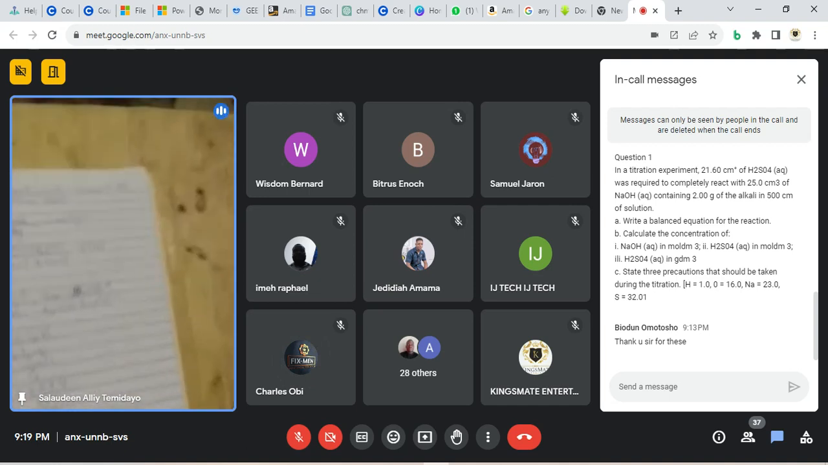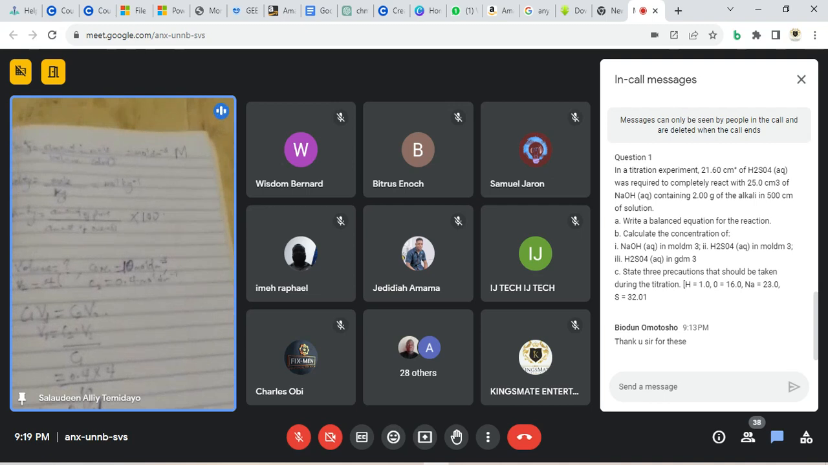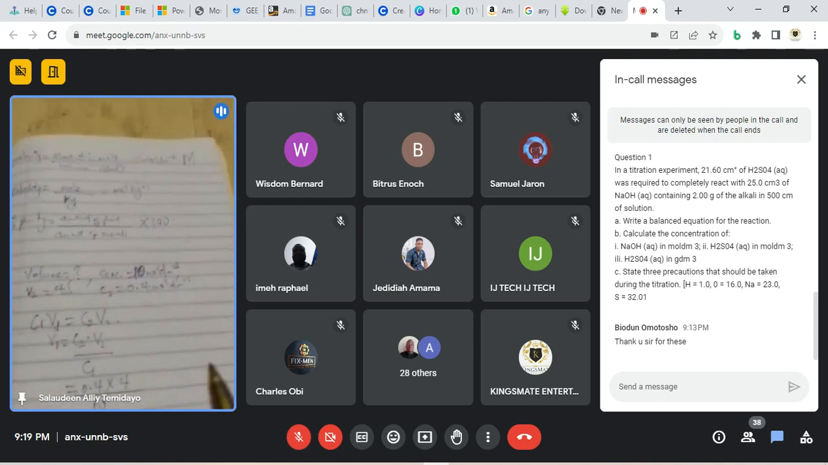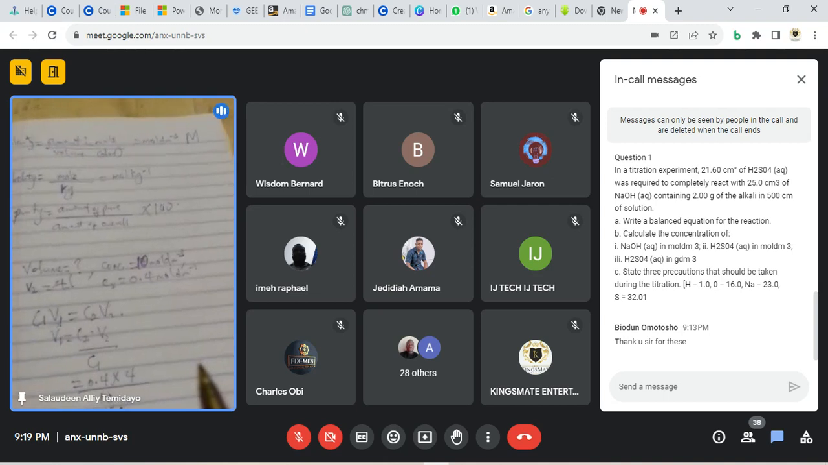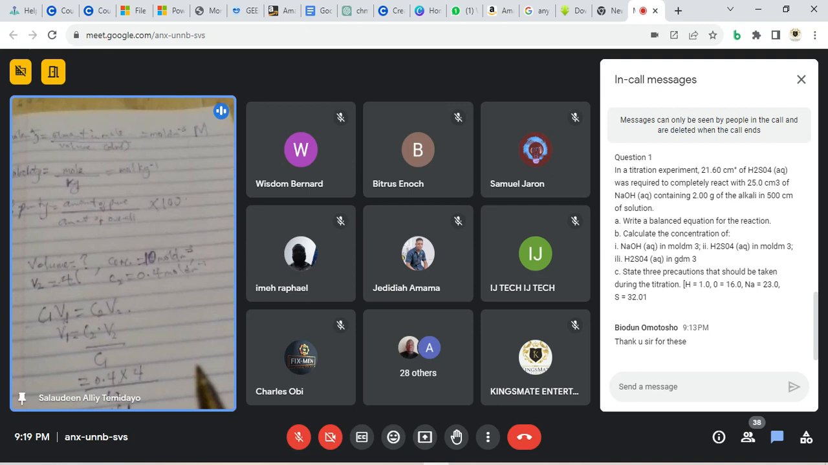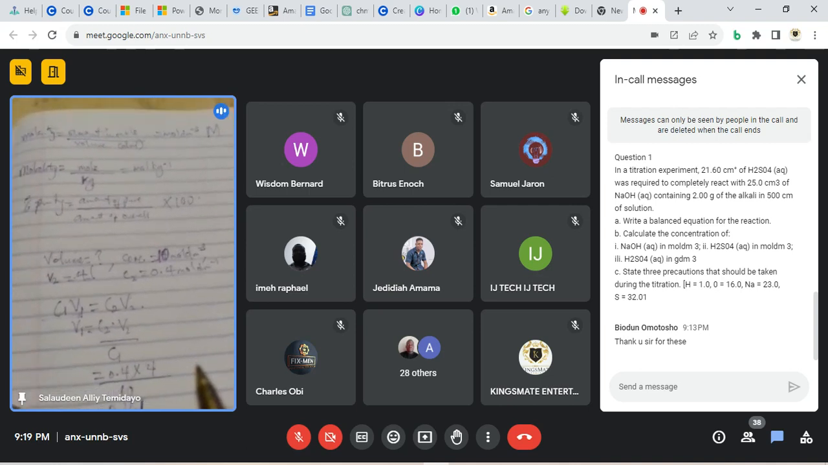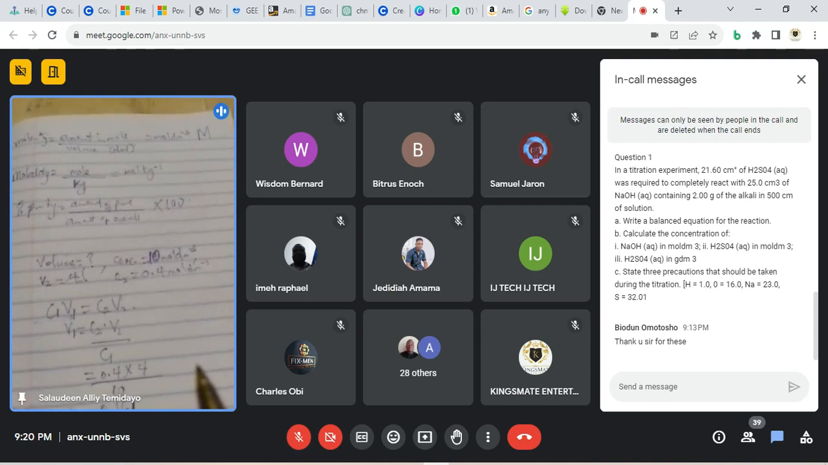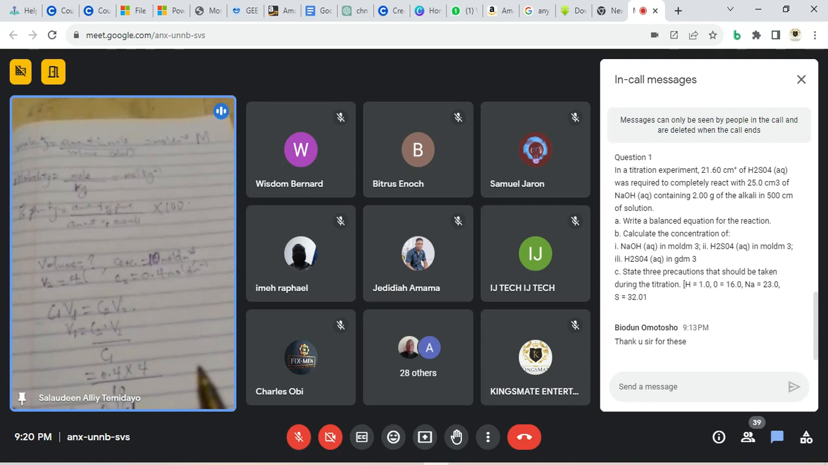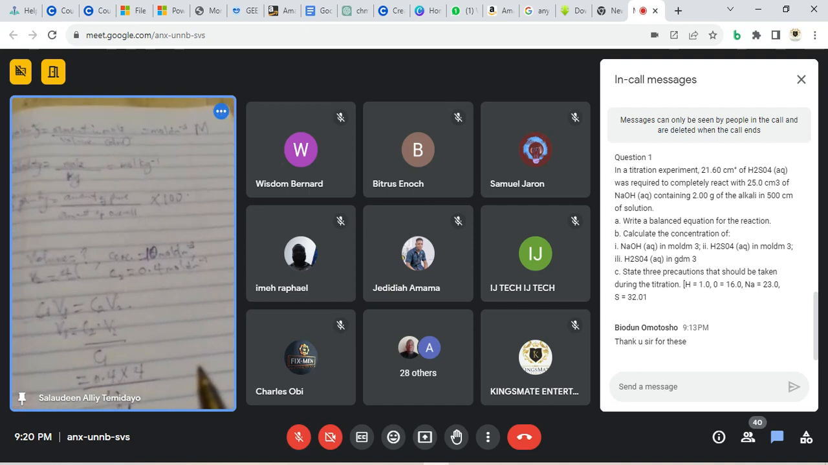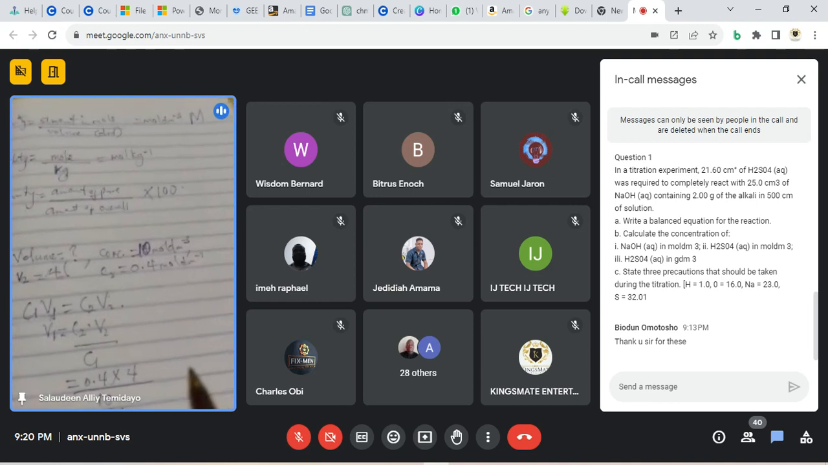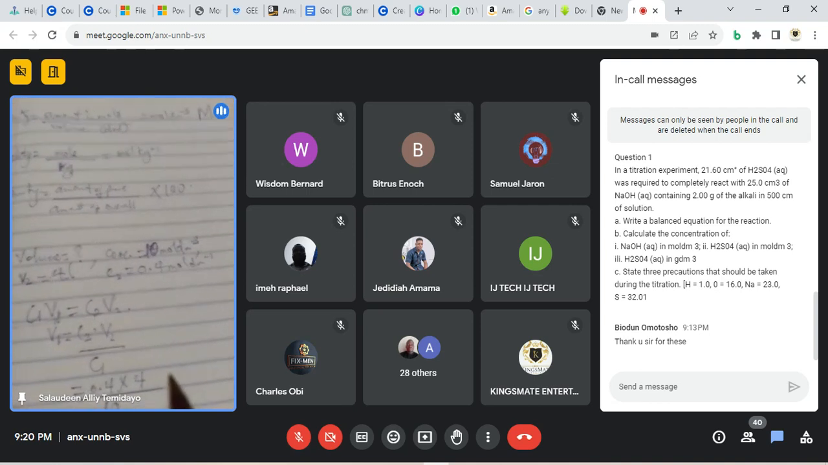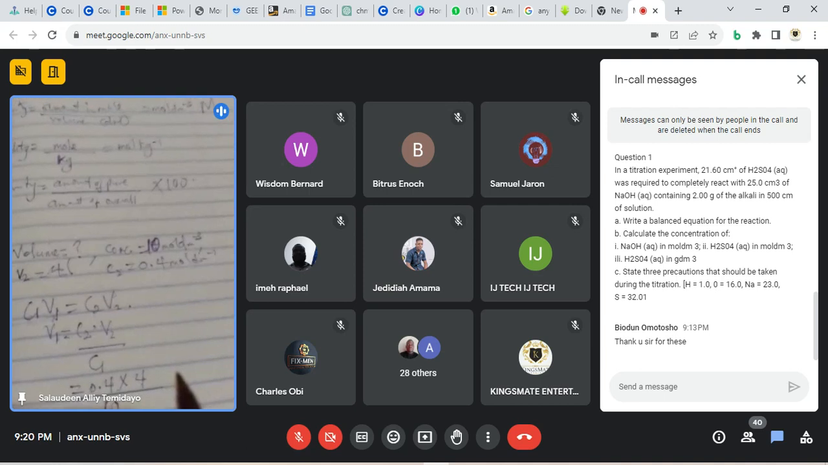Okay, that's the question and that's the answer to it. The next question, everyone has it with them. It is what Kodigi sent for us. Question 1. In a titration experiment, 21.60 cm cube of tetraoxosulfate 6 acid was required to completely react with 25.0 cm cube of caustic soda containing 2.0 grams of the alkali in 500 cm cube of solution. A. Write a balanced equation for the reaction. B. Calculate the concentration of caustic soda in mole per dm cube. C. Calculate the concentration of tetraoxosulfate 6 acid in mole per dm cube. D. Calculate the concentration of tetraoxosulfate 6 acid in grams per dm cube.